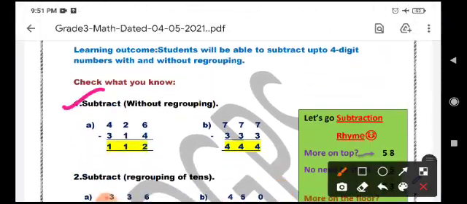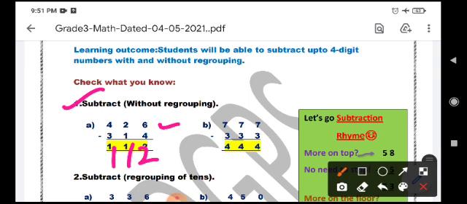Now we will do question 1 here. 426 minus 314. First, start from the ones column. 6 minus 4 gives us 2. 2 minus 1 gives us 1. 4 minus 3 gives us 1. So simple. 112 is the correct difference that we got from the subtraction problem here. 426 is the minuend and 314 is the subtrahend, and the difference is 112. Students, you will do B-part yourself like this.